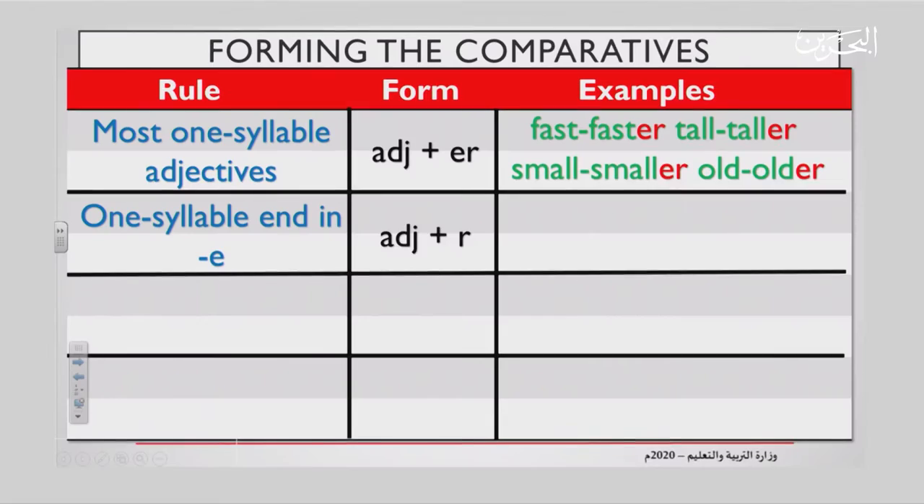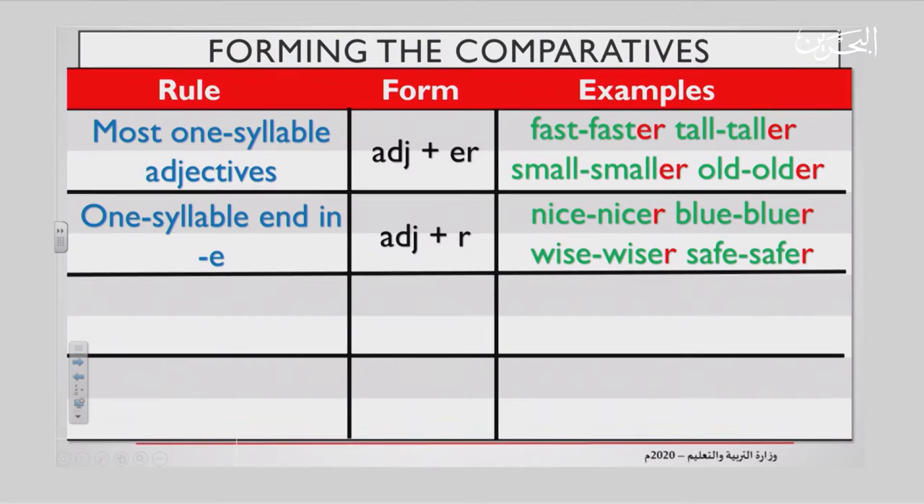Second rule, you have one syllable that ends in E. So what do you do with that? You have the adjective, you just add R. Let's take a look. You have nice, which is a one-syllable adjective that ends in E. So you add the R. Blue ends in E, you add R. Wise ends in E, you just add R. Safe, you add R. All of them are one syllable.